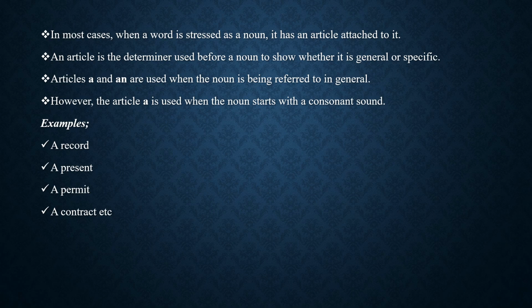When you refer to something for the first time, that is in general, we normally make use of the indefinite articles a and an, and when you are sure of what you're talking about, you are specific, you make use of the definite article the. So the three articles will be attached to the word that is stressed as a noun for us to be able to identify that word in a sentence as a noun.